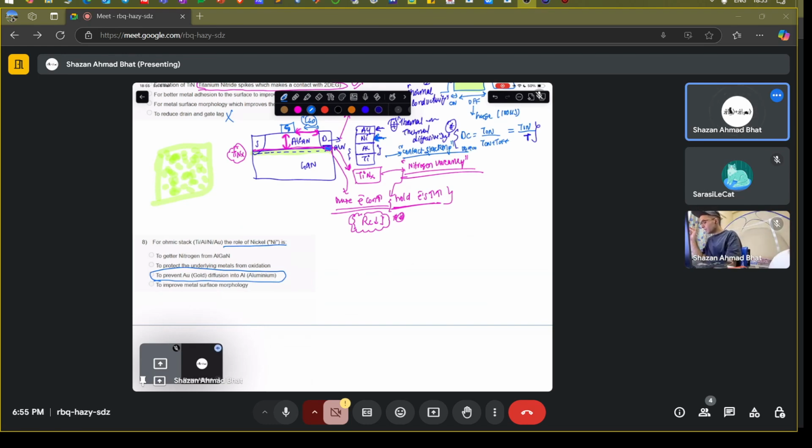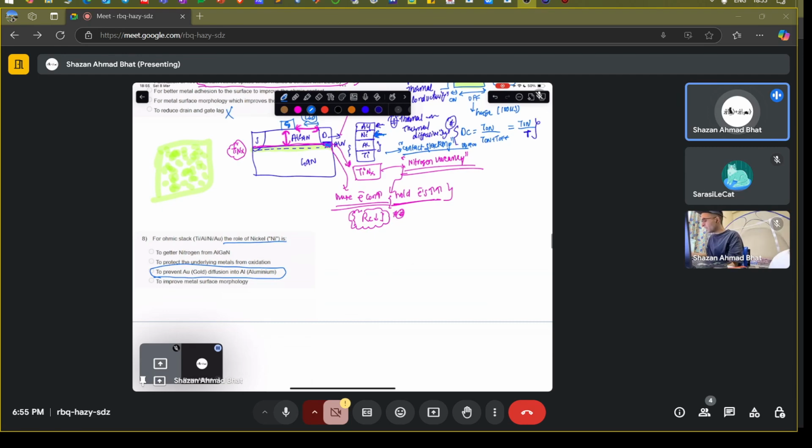Again, I told you that this particular gold is used on the top because it is inert. This is used so that the gold does not diffuse into the aluminum, and these particular metals are very highly electrically conductive, so that you can have a lower contact resistance. And then titanium nitride again lowers the contact resistance because of something called nitrogen vacancy centers. And nitrogen vacancies are basically very deep.